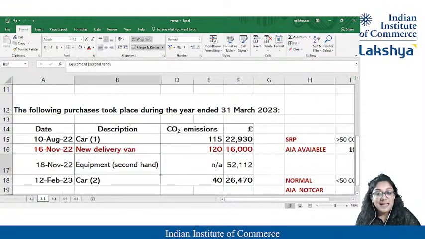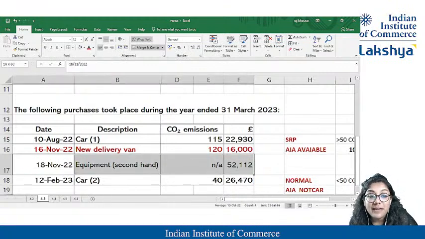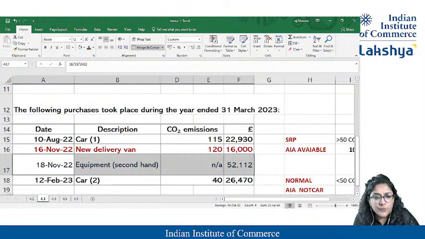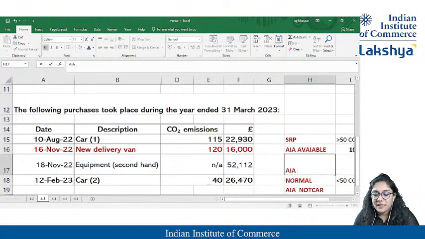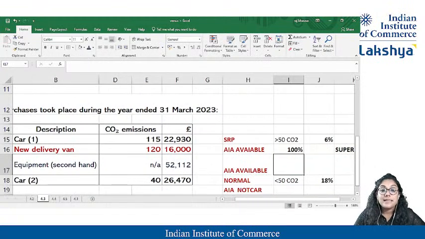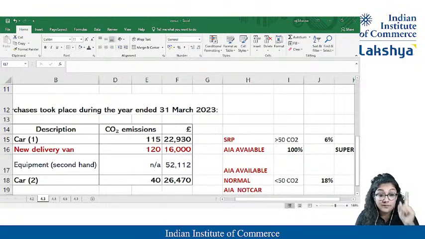Last but not the least, on 18th November 2022, we have purchased second-hand equipment. Guys, if it is second-hand equipment, do we get super deduction? Not allowed. Will I get AIA? Yes, AIA is available because it is not a car. Super deduction is only for new equipment. It is second-hand equipment, so we will not get it.